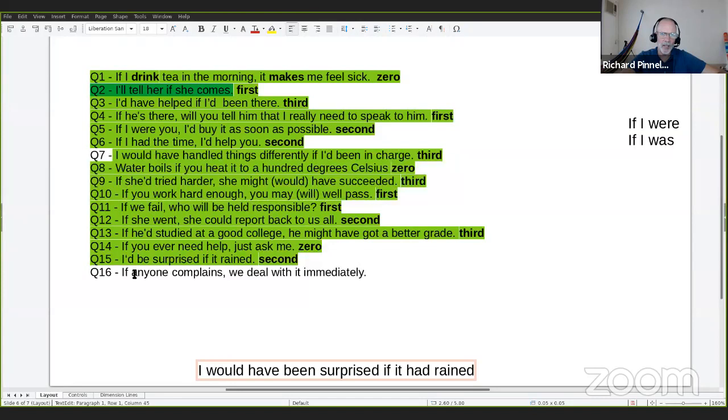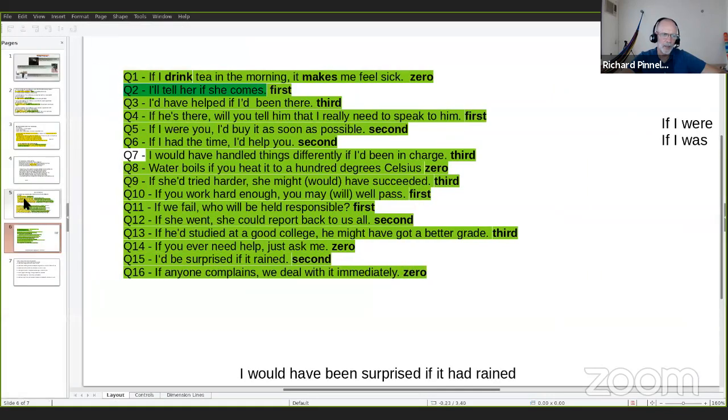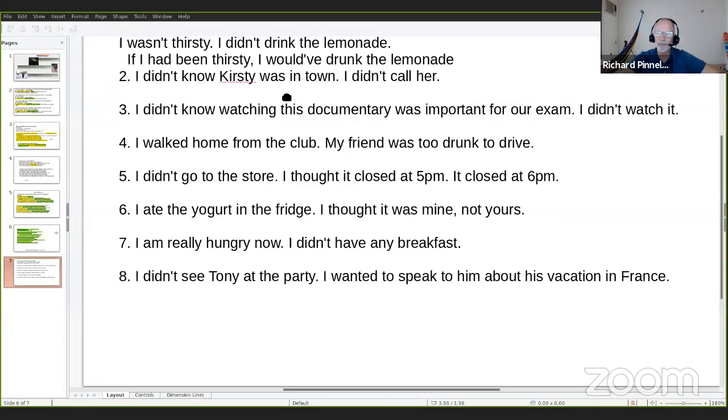Finally, if anyone complains, we deal with it immediately. If anyone complains, we deal with it immediately. Zero conditional? Yeah, very good. Present, zero conditional. Good, so you got better towards the end. Some more questions, more difficult questions, just to finish the class.